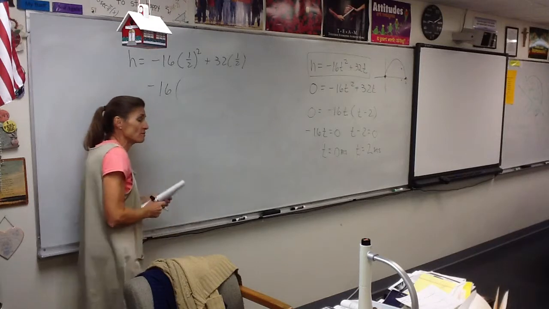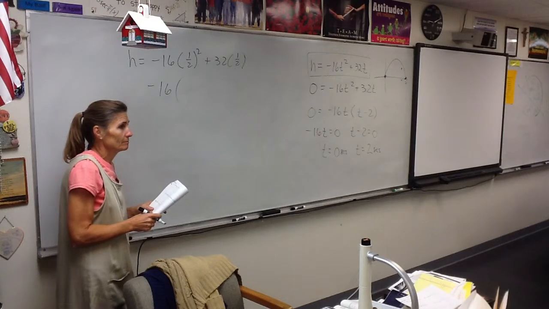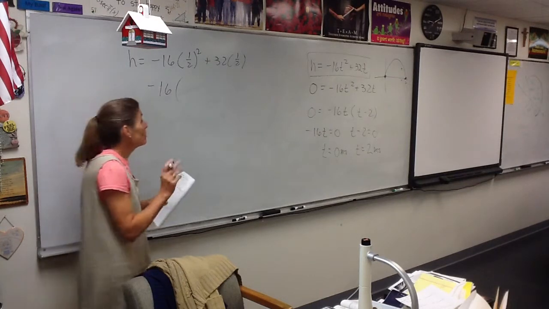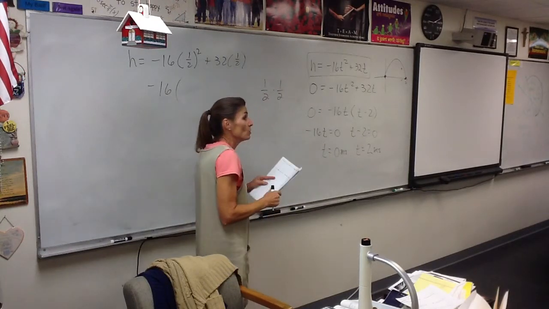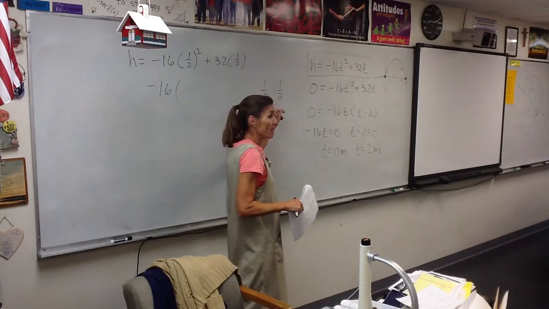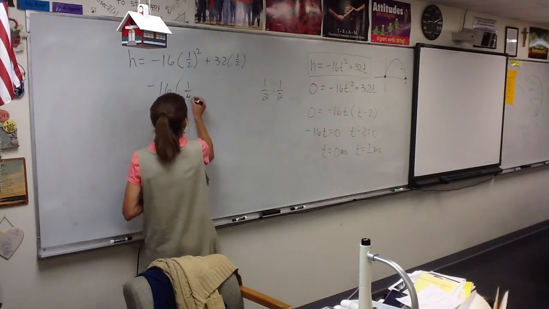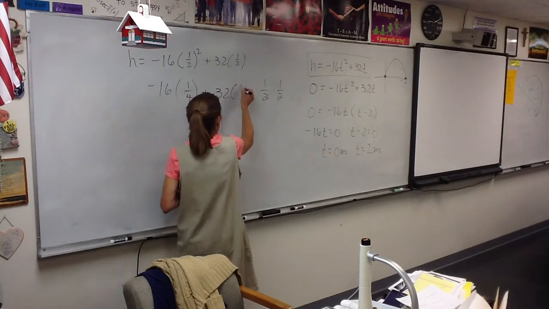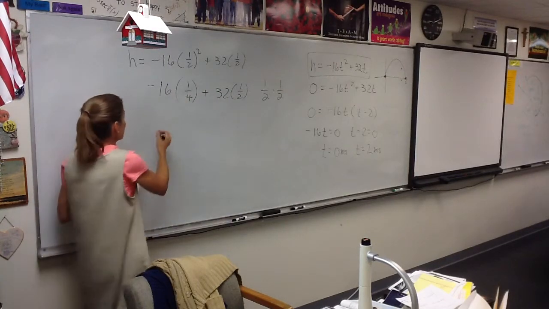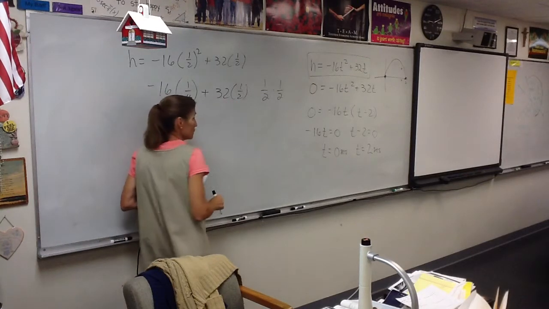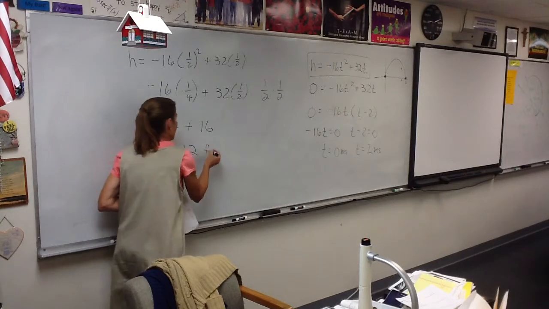Maya Brownlow, what's 1/2 squared? No. Remember when we square a fraction, we times it by itself, which means we take top times top and bottom times bottom. So what will that be? 1/4. Now, what's 1/4 of 16? 4. So this would be negative 4. What's 1/2 of 32? 16. So the answer to the question is 12 feet.